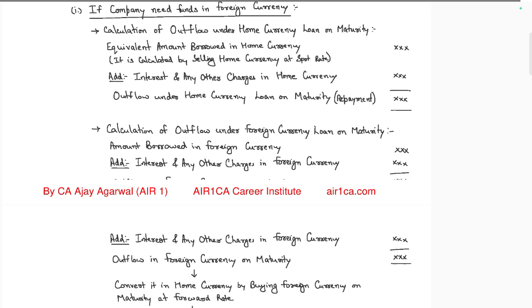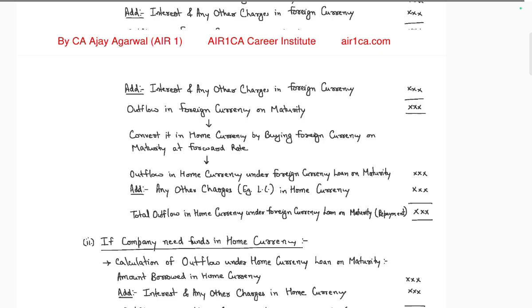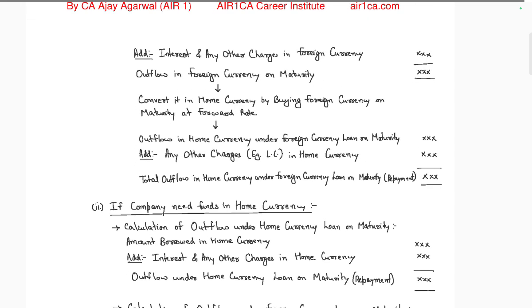Calculate the outflow under the foreign currency loan on maturity: add the borrowed fund and the interest, then add the other charges, to get the outflow of money on maturity. Convert it into home currency by buying at the maturity forward rate. This gives the outgo in the home currency under the foreign currency loan on maturity, including any charges in home currency. That is the outflow of currency under the foreign currency loan.